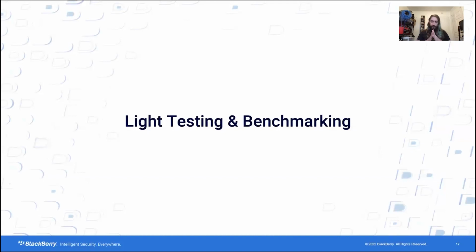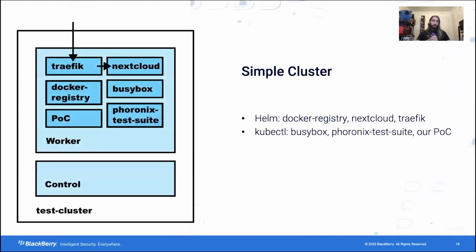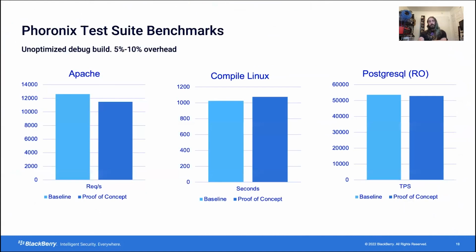So for some light testing and benchmarking, here's how it seems to fare. We set up a simple Kubernetes cluster with 2 nodes, a worker node and a control node. We had traffic pointing to Nextcloud on this. We had an internal Docker registry. We had BusyBox and Phoronix Test Suite, and a container for our proof of concept, all running on this one worker. As far as benchmarks, I think these are a bit representative.